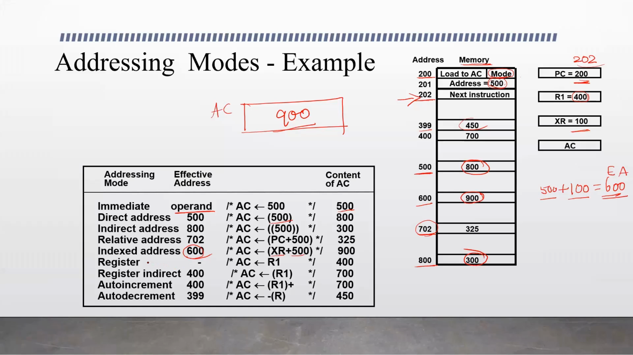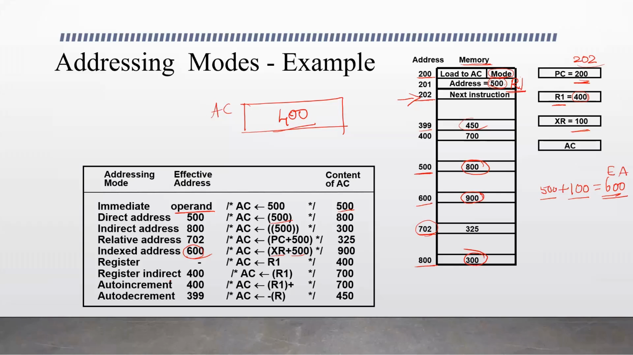Then the next addressing mode given here is register addressing. We know what register addressing is. In register addressing, we will have the address of the register in the instruction. The register is R1, so the instruction will have R1. What is the content of R1? It is a direct addressing, register addressing, a direct kind of addressing. In R1, what we have is 400, so that is moved to the accumulator. We don't need to calculate the effective address here.